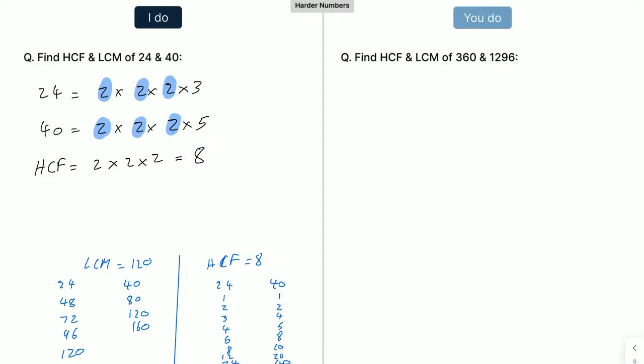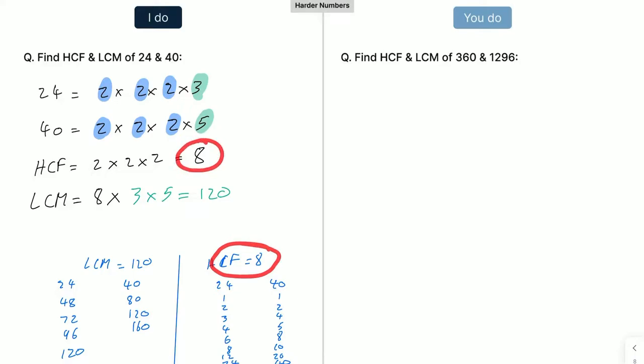And how do you find the LCM? Well, you take the HCF, which we got as 8, and you multiply it by all the remaining numbers. So the remaining numbers in this case are 3 and 5. So I'm going to multiply the HCF by 3 and 5. 3 times 5 is 15. 15 times 8 gives us 120. And again, hopefully, you can see how I've used this to find the LCM and how I've used it to find the HCF. So that is how you can use product of primes.